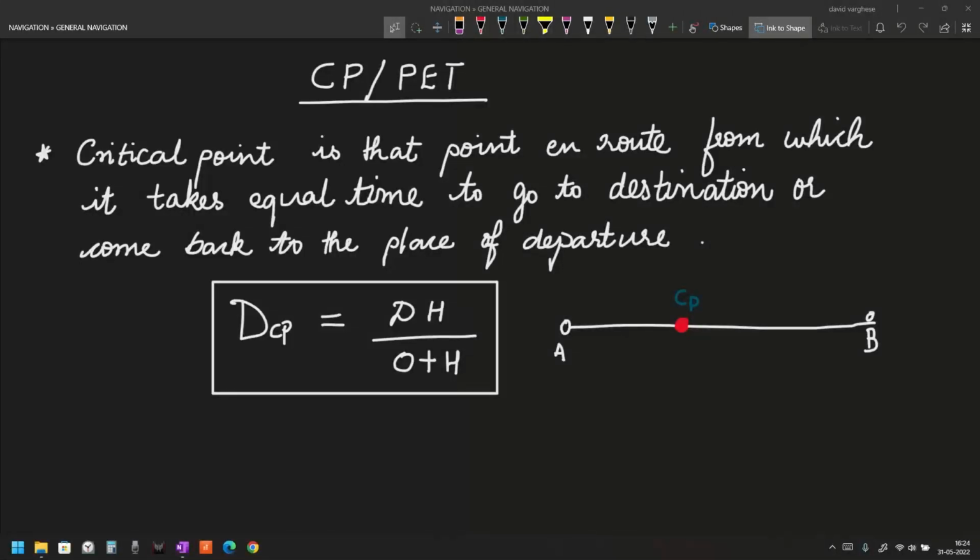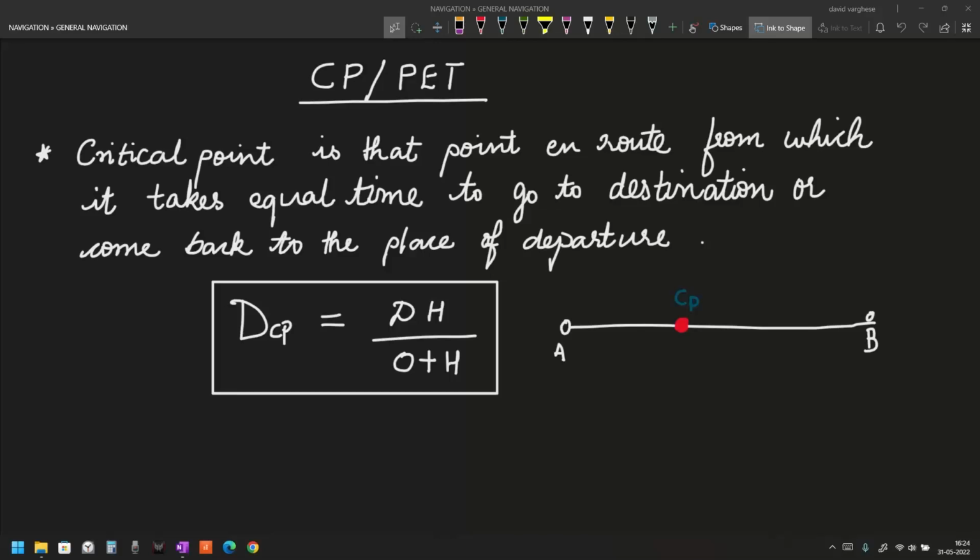Hello guys, in today's video we'll be looking at CP, or the critical point. It's also called the point of equal time, PET, and also the equitime point, ETP. Now what is this critical point?